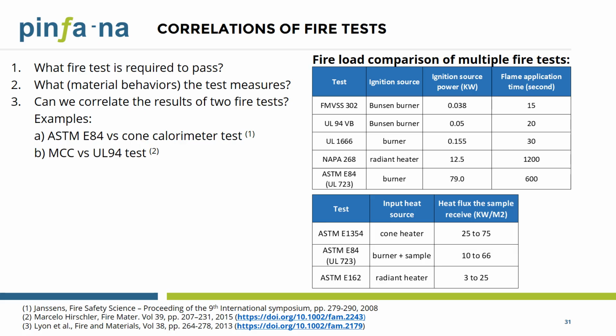First, empirical correlations, where the result of the E84 test, such as the flame spread index, may be correlated to the heat release rate result of the cone calorimeter test. The empirical correlation approach, however, is limited to the specific material system that was studied. The second approach uses a generalized fire model, where the result of a cone calorimeter test may be used as the input of the model for predicting the flame spread result of the E84 test. The audience may refer to the reference below to do your own further study if interested.